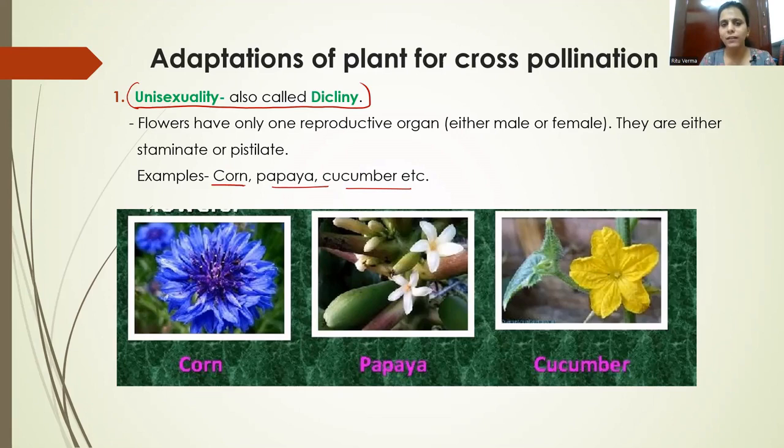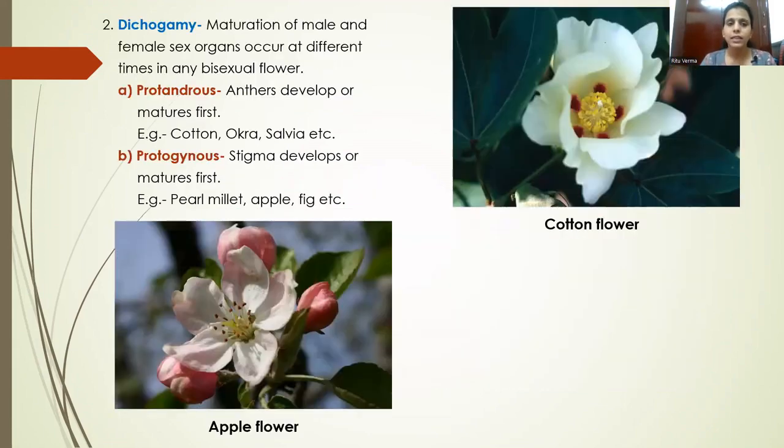If the flower has only the male reproductive organ called stamen, then the flower is known as staminate. And if the flower has the female reproductive organ called pistil, then the flower is known as pistillate. The second adaptation is dichogamy.